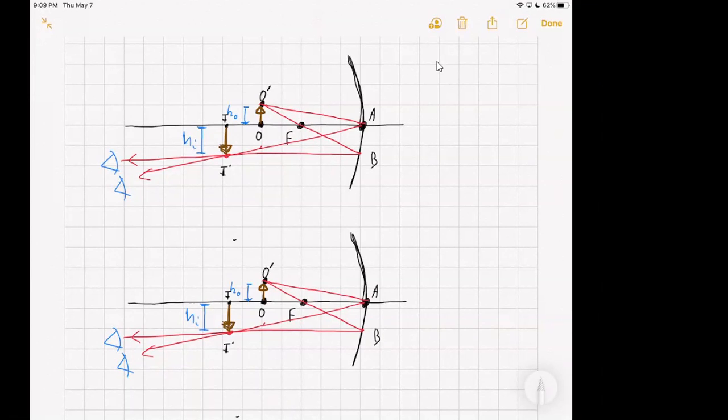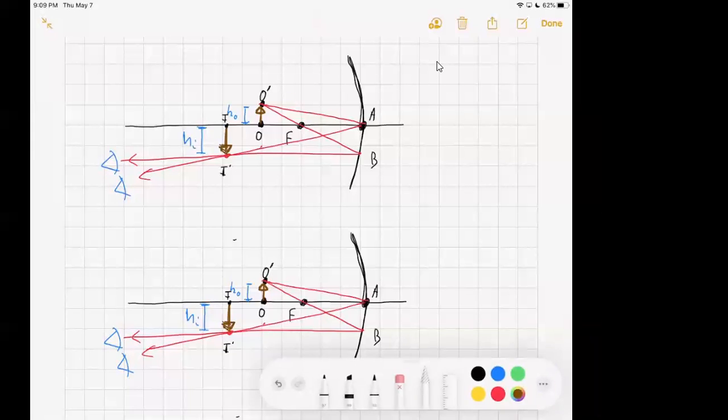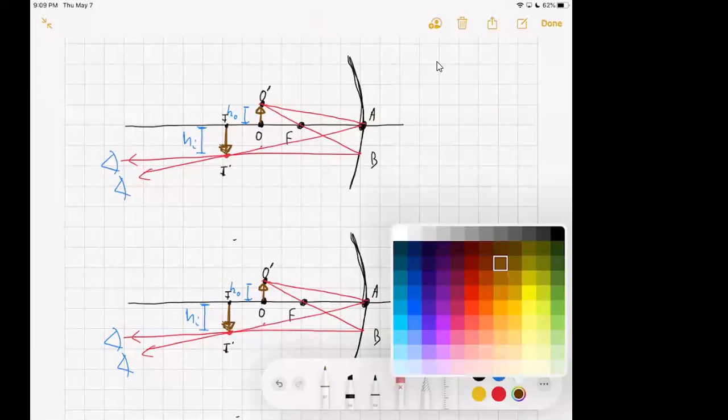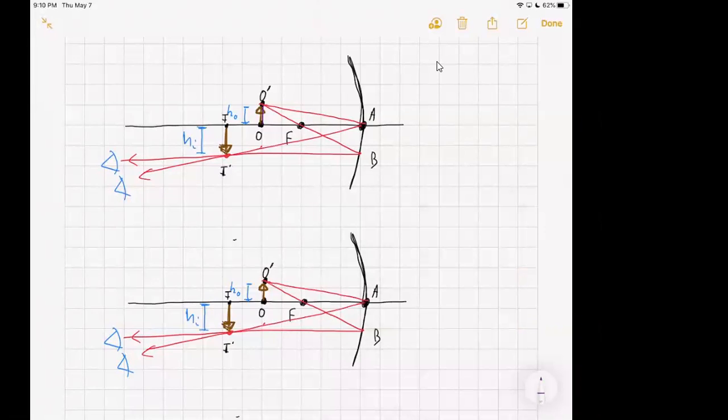So if we look at this picture, I want to highlight similar triangles that we're going to work with. First of all, let me pick a very different color that's quite bold. Let me go with magenta. The beginning of the proof is looking at this triangle right here, and that triangle is similar to this triangle down here. So we could say that triangle O prime A O is similar to triangle I prime A I. Those two triangles are similar to one another.